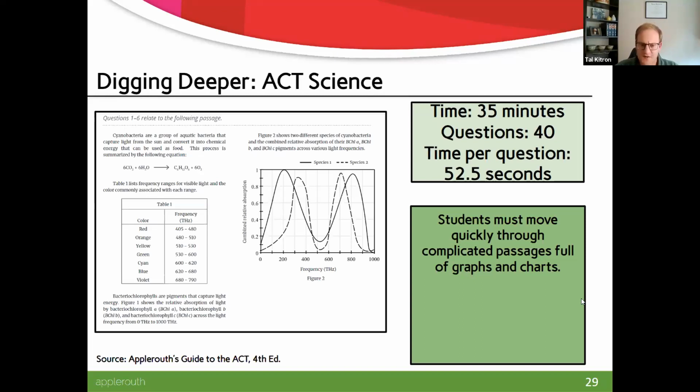The science section, first thing to know is it is not really science. It is about interpreting graphs. And 5 of the 6 passages will just be all about moving from questions to graphs. 40 questions, 35 minutes means, again, we only get like 52 seconds per question. So it's hard. You can't take more than a couple minutes per question. You got to move on.